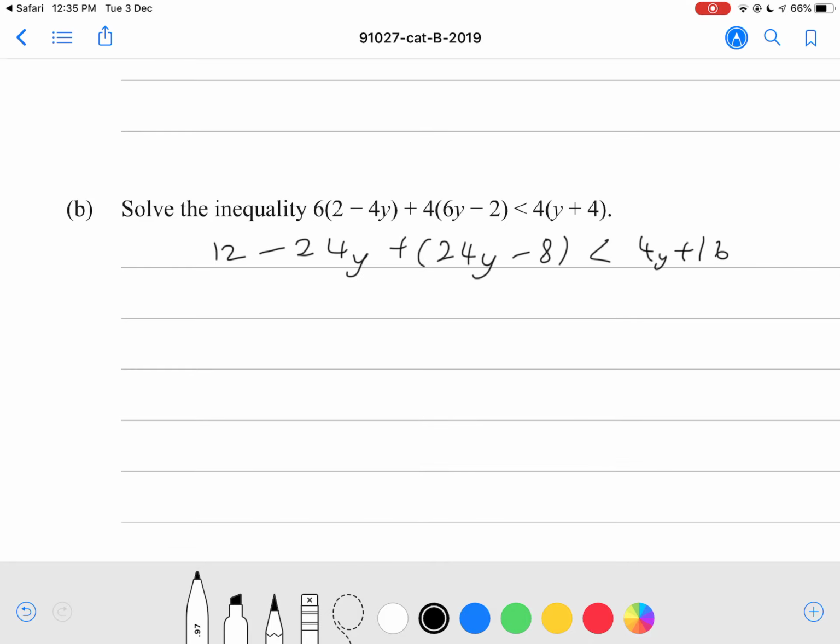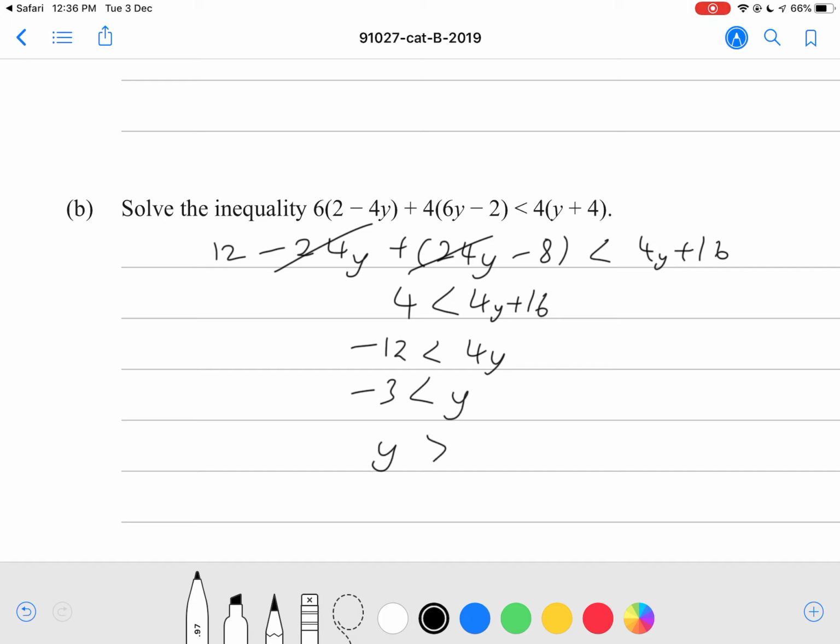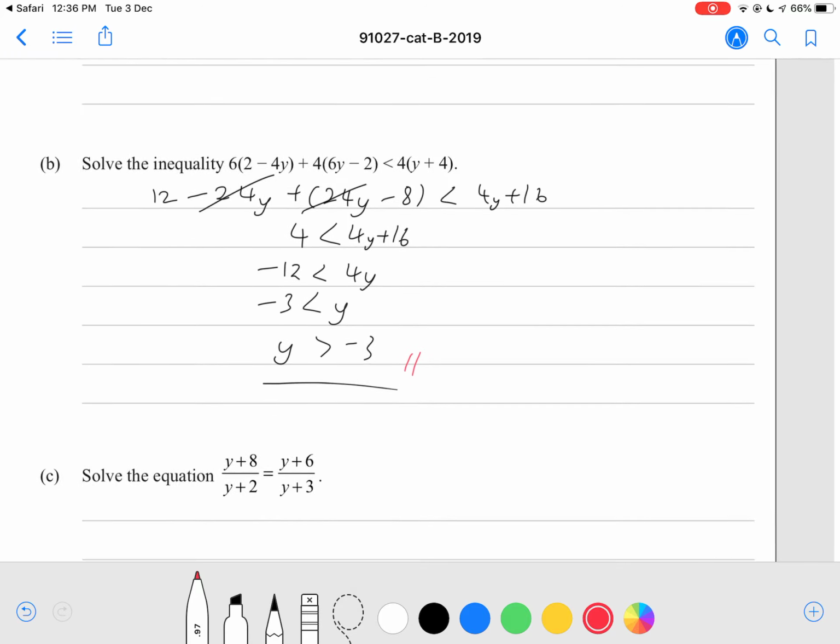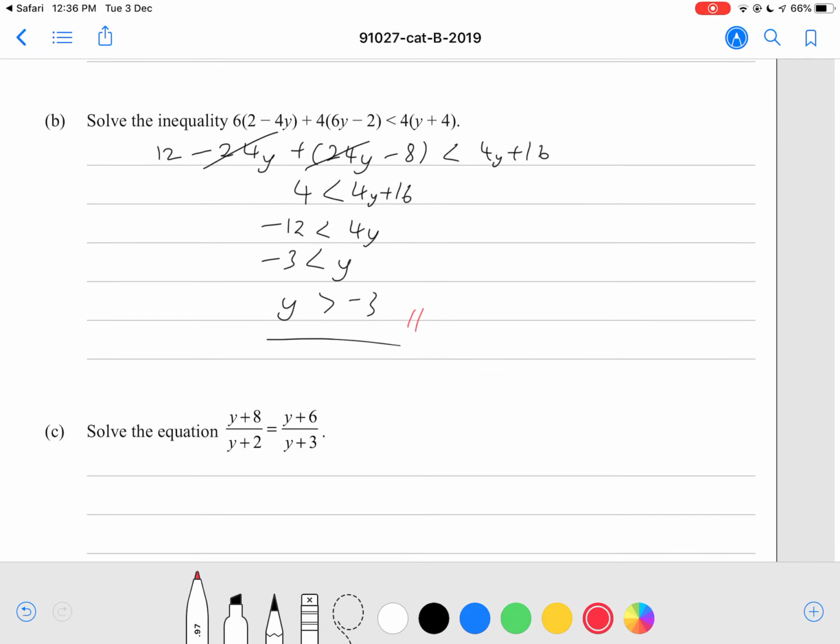Alright, so now we can simplify a bit more. So this negative 24y and this positive 24y, they cancel out, so that's gone. So 12 minus 8, that's 4, is less than 4y plus 16. And if we move the 16 to our side, then we'll get negative 12 is less than 4y. If we move the 4 to the other side, then negative 3 is smaller than y. Hence, y will be greater than negative 3. And that should be your final answer for this question, and once again, this could just be an achieved question here.